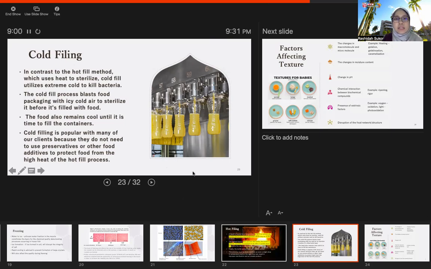So this cold filling is widely used and popular with many clients in the food industry, because they do not need to use preservatives. This one is mostly used in juice or other food additives to protect food from the high heat of the hot fill process.